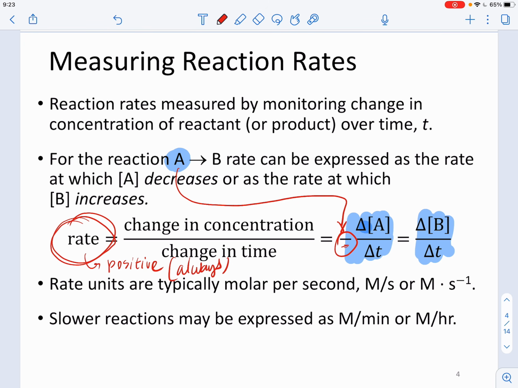Again, the units usually are measured in terms of molarity per unit time, so frequently it's molar per second. You can also express the per second as seconds to the -1. Okay, if the reaction is a little bit slower, then you can change the unit to something that is more manageable. You can refer to molar per minute or molar per hour. It depends just on how fast the reaction is. You can adapt those units to whatever you need.